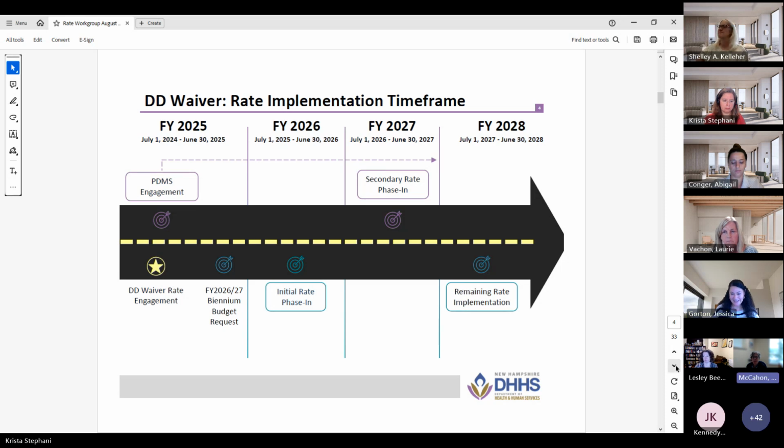Yeah, no, I appreciate that. And I just wanted to verify, when you talk about the PDMS engagement, you mentioned FMS rates. Does that also sort of assume the rollout of broker services? No, nothing is assumed within participant directed and managed services. Service or support broker, as it's called in many states, is a service that's available in self-direction.